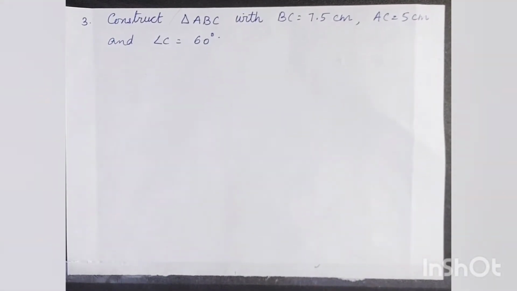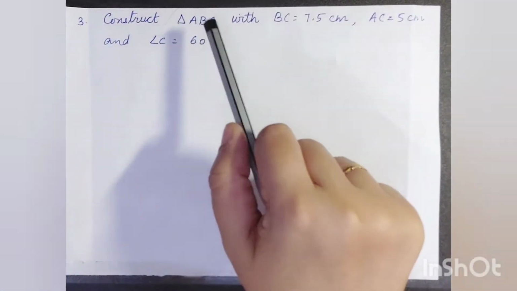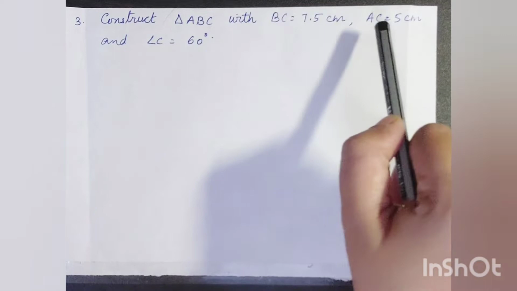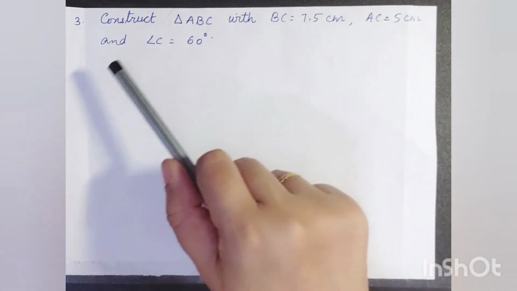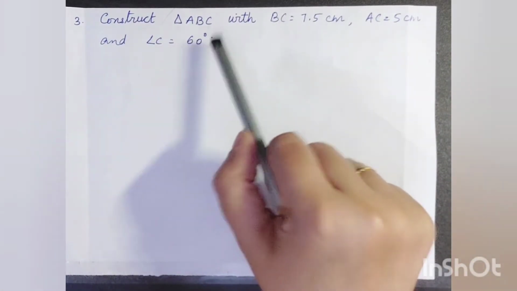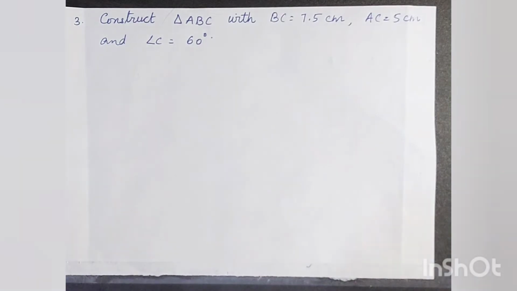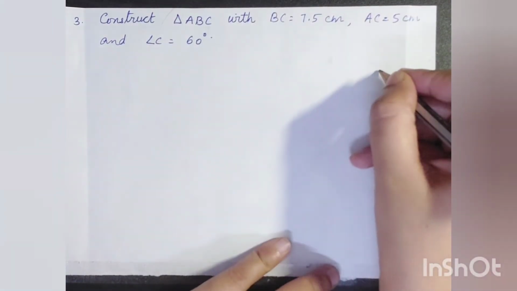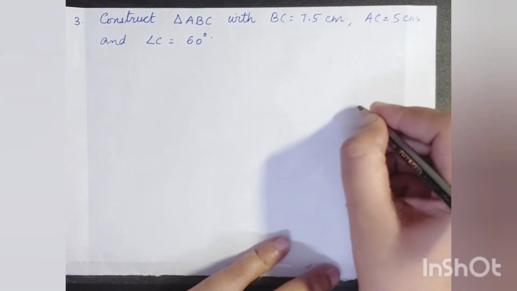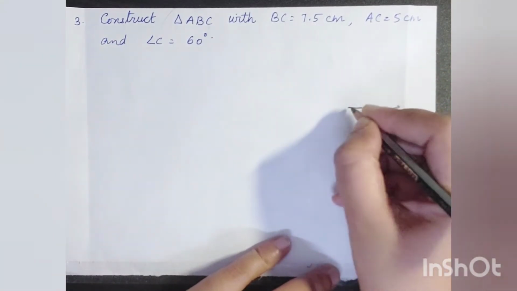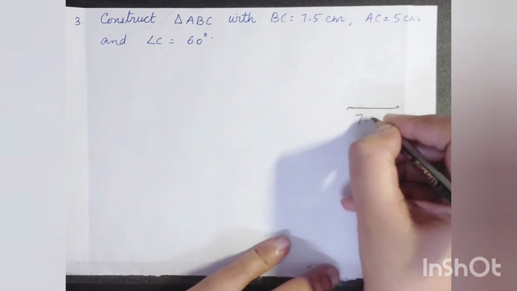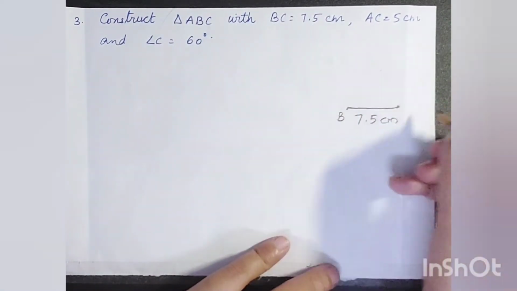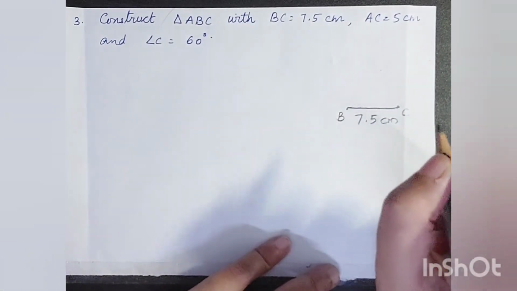Okay, third question is construct triangle ABC in which BC is equal to 7.5 centimeter, AC equal to 5 centimeter and angle C is equal to 60 degree. Okay, so let's draw a rough diagram. So one side is given as 7.5 centimeter. Okay. This is what? BC. BC is 7.5 centimeter.